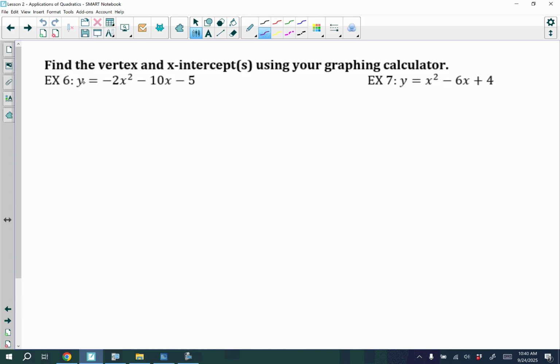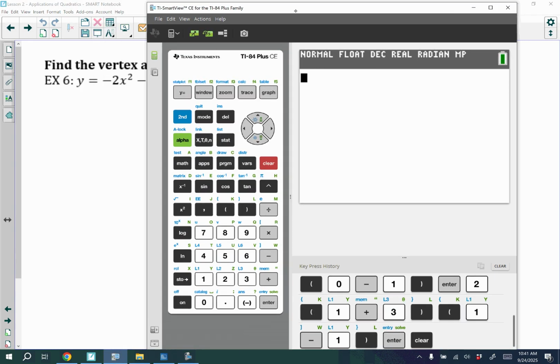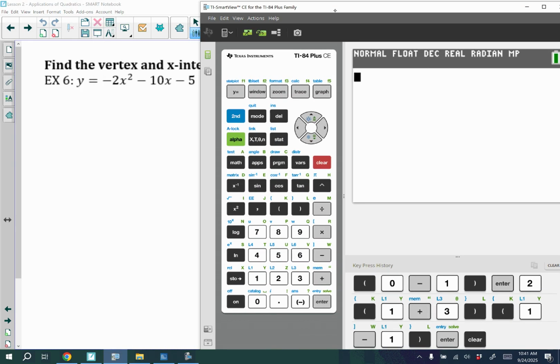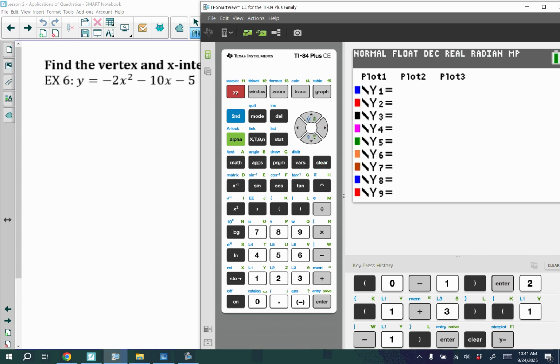So we have y equals negative 2x squared minus 10x minus 5. What we're going to do is plug this function into our graphing calculator. So make sure your graphing calculator is on. Remember, to plug in functions, we're going to go to the y equals. So you're going to press the y equals button, and then you're going to plug this in.